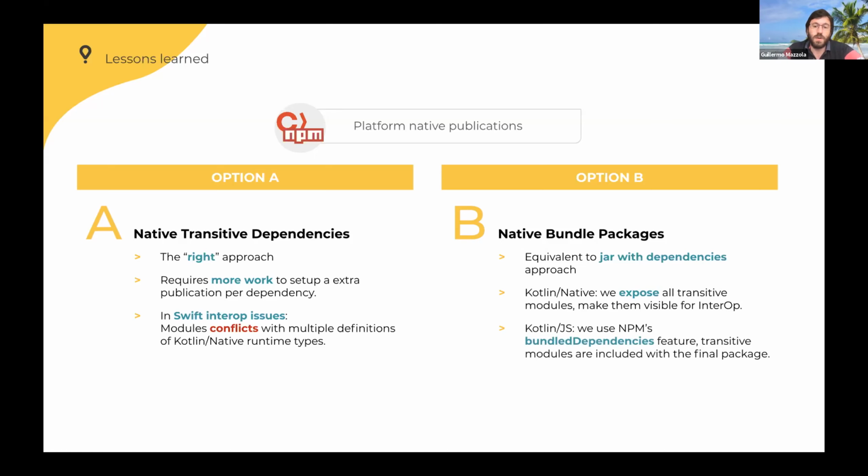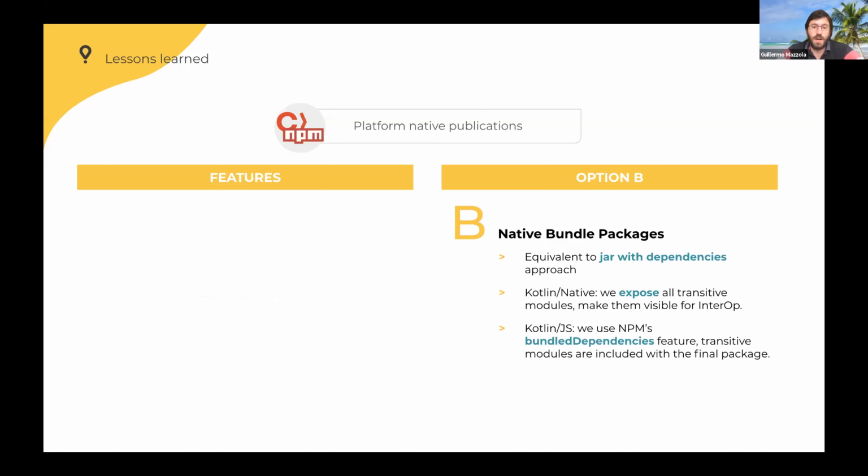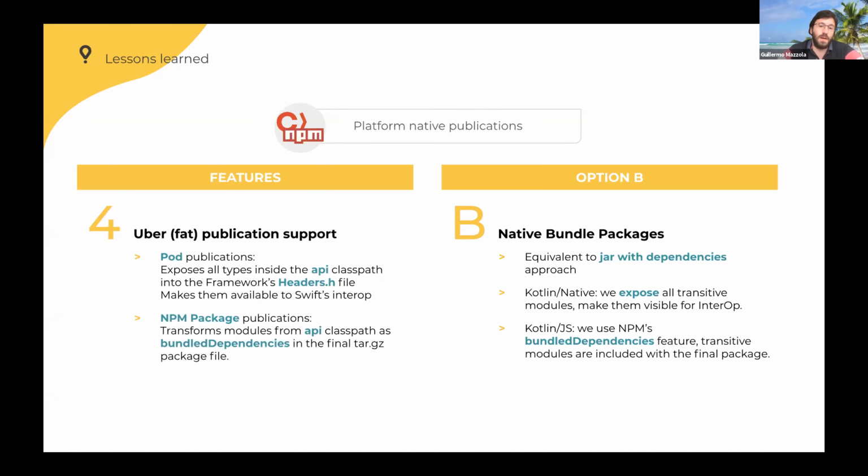And for Kotlin JavaScript, as I said, the way we decided to do this was to use bundled dependencies. Basically, what it means is that in your package, the one that you later publish, you will have all the dependencies inside the package, the ones that you want to share. So we decided to go with this. And that will be the four features that I mentioned before from our multi-platform library.